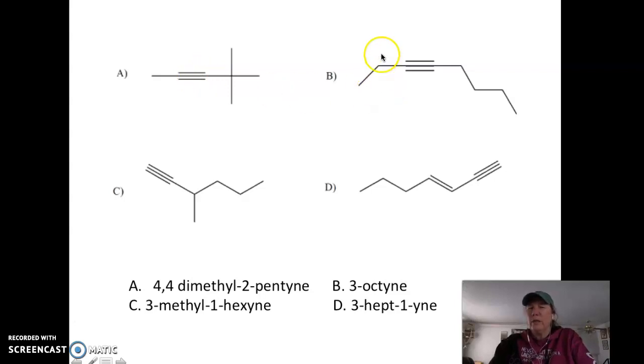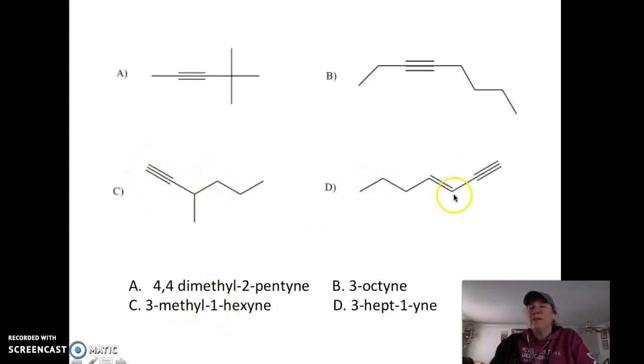Okay, over here I got 1, 2, 3, 4, 5, 6, 7, 8. Got no other groups. The triple bond is on the third one, so it's just 3-octyne. Over here, the triple bond is on the first one, and then I got this methyl group. So 1, 2, 3, that's where I get the 3-methyl. And then 1, 2, 3, 4, 5, 6. I could have just put 3-methylhexyne. I put a 1 in there to show you that it's on the first carbon, and again, this is optional. You can do it if you want to. You don't have to.